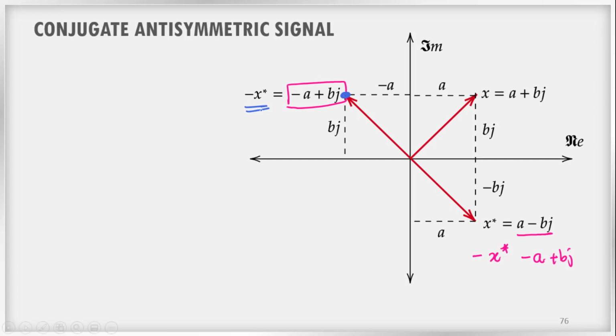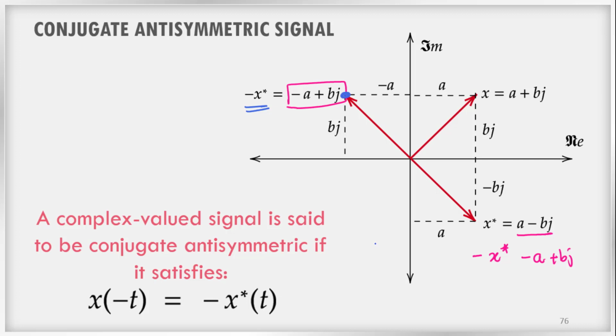Now what is a conjugate antisymmetric signal? A complex valued signal is said to be conjugate antisymmetric if it satisfies this condition: x of minus t is equal to minus x asterisk of t. That means if a signal is conjugate antisymmetric, time reversal causes the signal to be conjugated and negated simultaneously. So this is the time reversed signal, and time reversing is equal to conjugating and negating the signal.